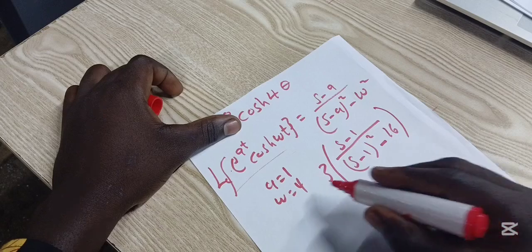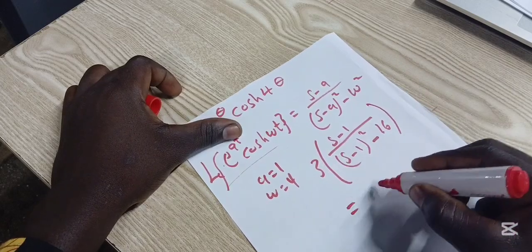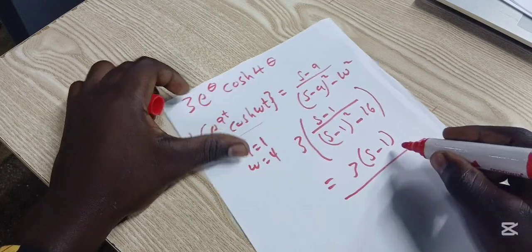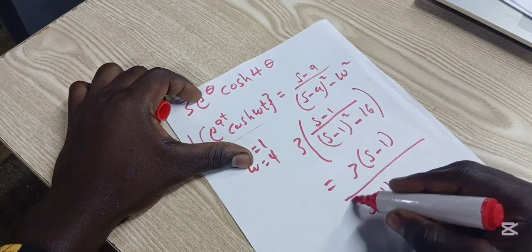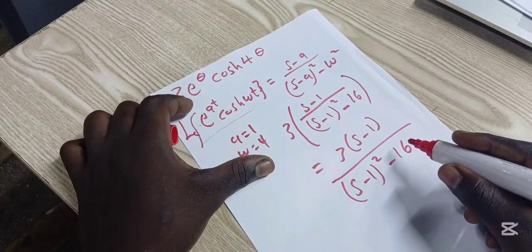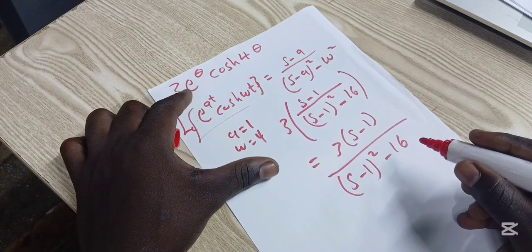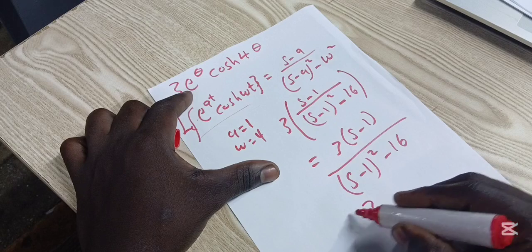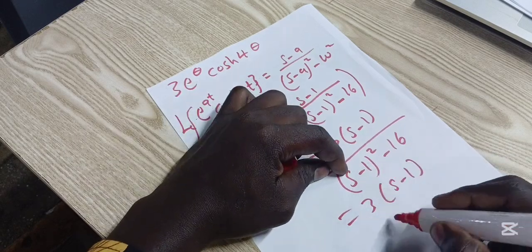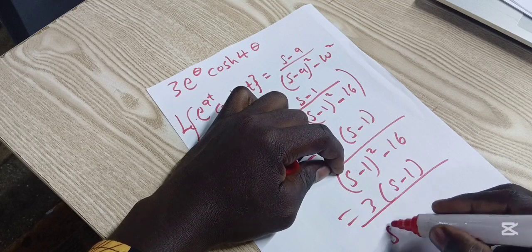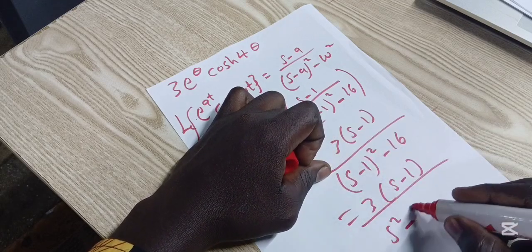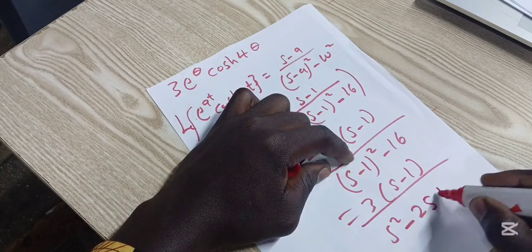So let's multiply 3 throughout. So we are going to get 3 multiplying s minus 1 all over s minus 1 squared minus 16. So let's further simplify this. Let me write this. We square s first, giving s squared, and we multiply everything 2 by s by minus 1, giving us minus 2s. Then we square negative 1, giving us positive 1.